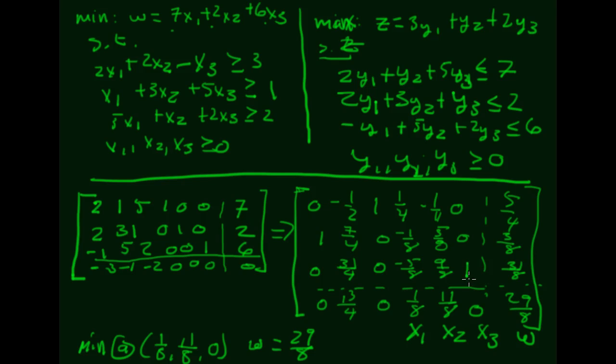Alright, so that's it. This is how to do minimization. You first find the dual, and then you maximize. So there you go.